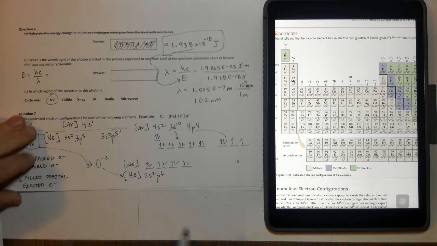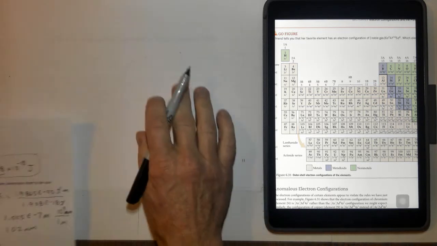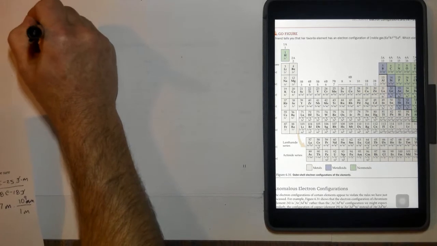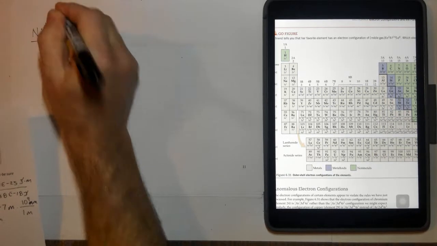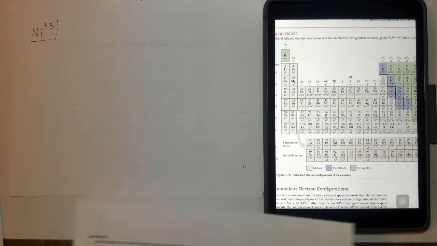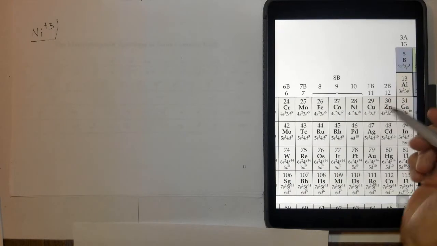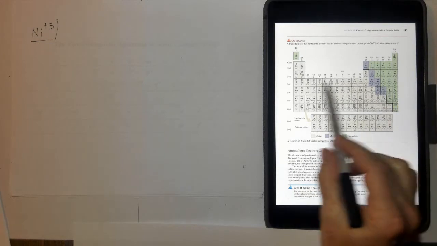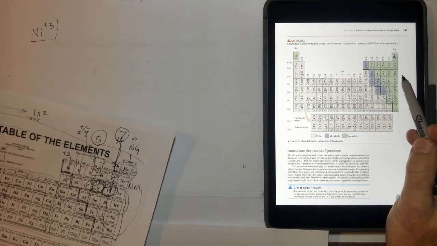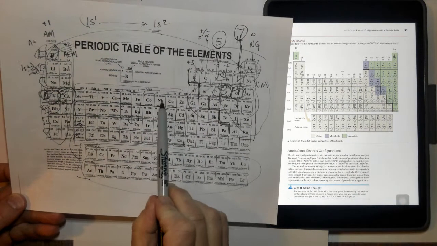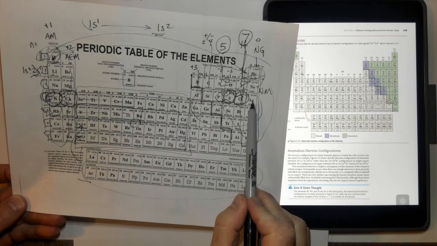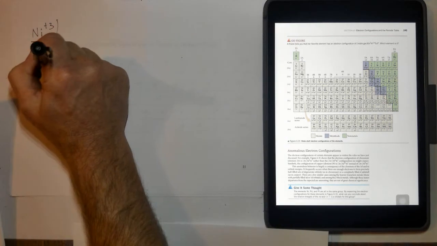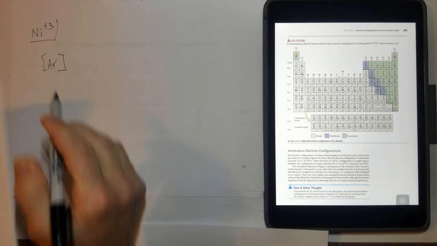All right, the last one is nickel, and I'm just going to fill a new page with that. It's Ni positive 3. And nickel, of course, on the periodic table is right here and has 28 total electrons. And if we look back from it, its nearest noble gas would be argon. So here's nickel, and then we'd back it up and we'd go to argon right here.